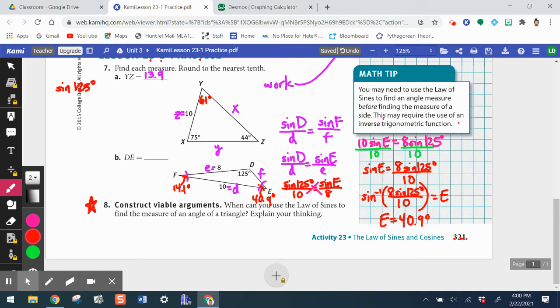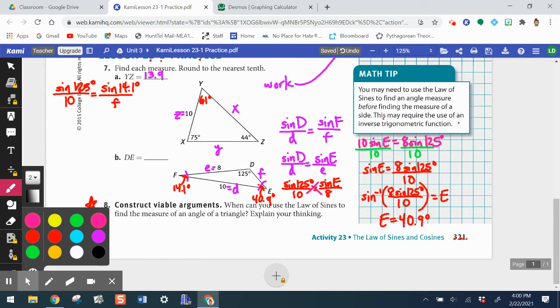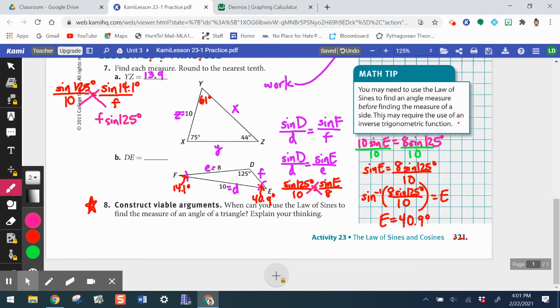So the sine of 125 degrees over its opposite side, which is 10, is equal to the sine of angle F, which we just found is 14.1 degrees, over its opposite side, which we already labeled lowercase f. So now we're going to do cross multiplication. We'll get f times the sine of 125 degrees equal to 10 times the sine of 14.1 degrees.